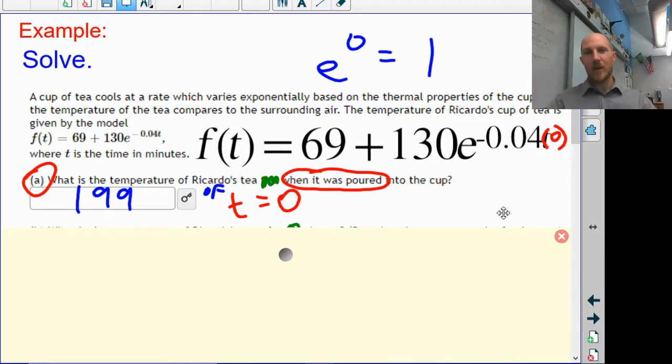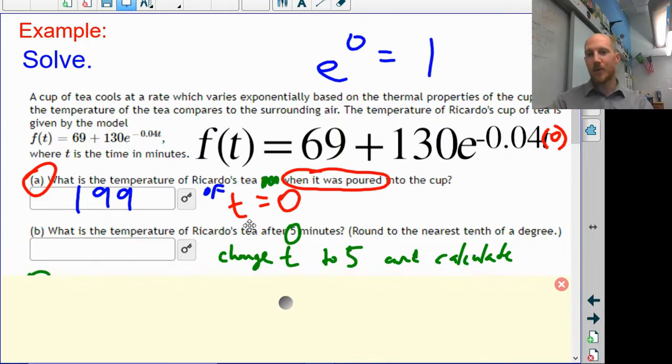It's not very hard. 0 goes in here as the exponent. Start from the exponent. Negative 0.04 times 0. That gives us an exponent of 0. E to the power of 0. That's 1. Anything to the power of 0 is 1. 130 times 1 is 130. So really, this is just 69 plus 130. Right? That's not hard to do mentally, but calculate it if you want. So it's 199. There's the starting temperature, and then it's going to cool off from there.